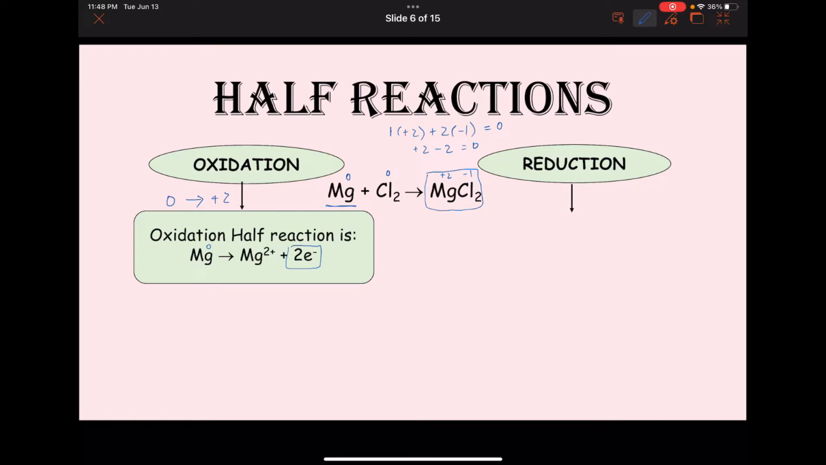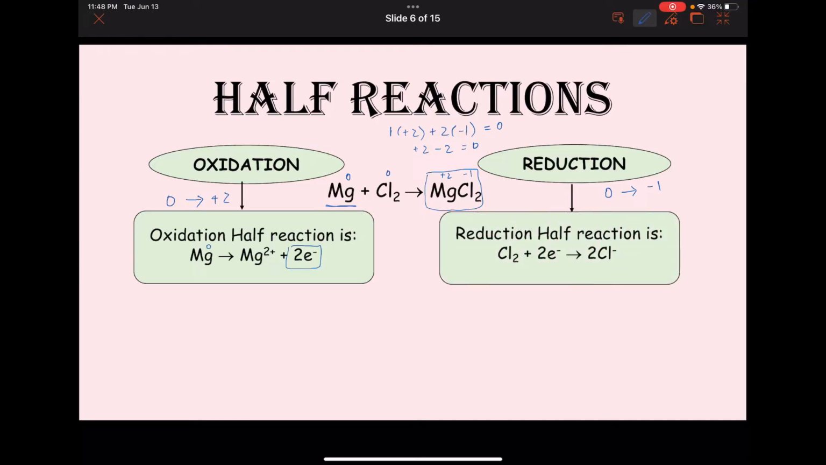So now look at your chlorine. Chlorine is going from a charge of 0 to a charge of -1. Right? So we're talking about one chlorine atom at a time. That means chlorine is gaining electrons, so it's going to be reduced. Now when we write the half reaction, we are going to write Cl2 with a charge of 0 and then 2Cl with a charge of -.